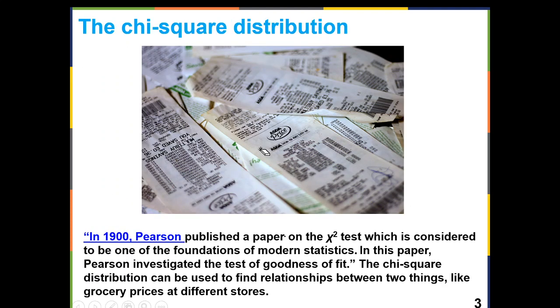So let's get started. This chi-square distribution was first introduced by Pearson in 1900. He published a paper on the chi-square test, and it's considered to be one of the foundations of modern statistics. In this paper, Pearson investigates the test of goodness of fit. So we're going to talk about that in this chapter.